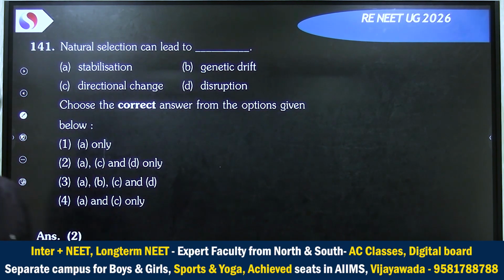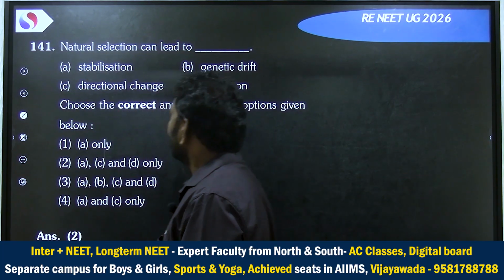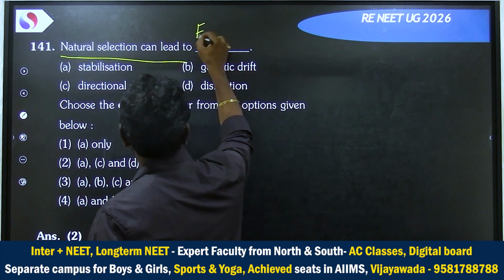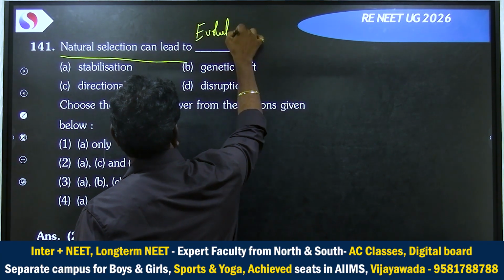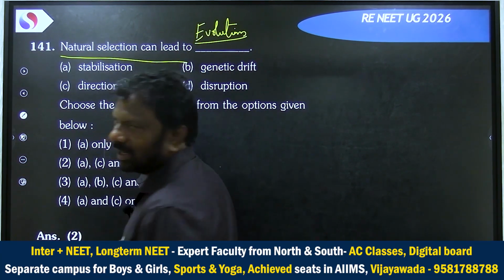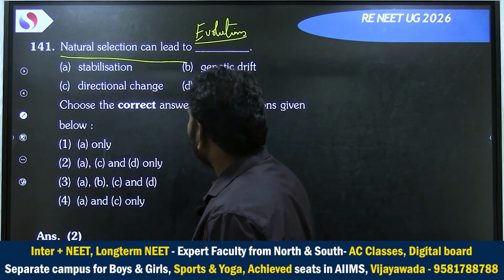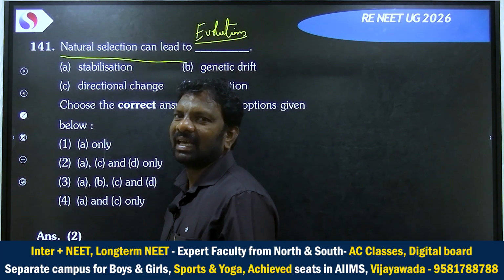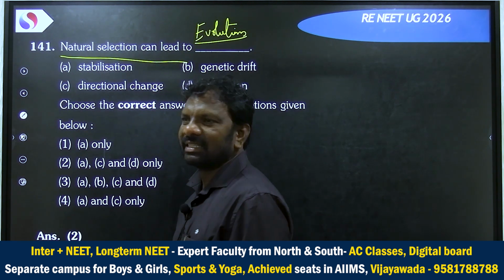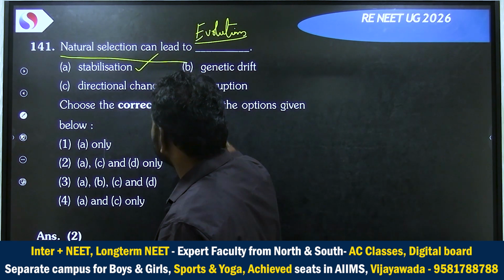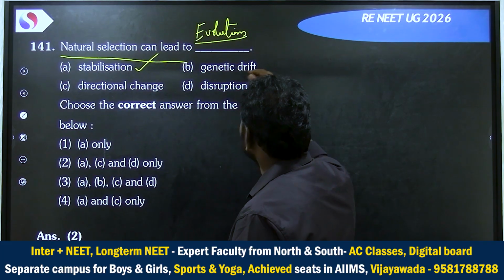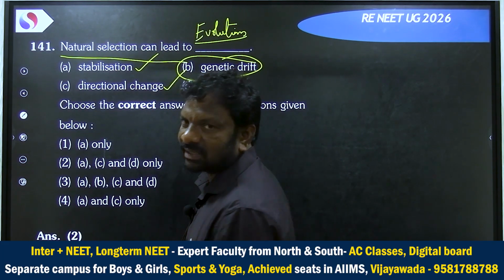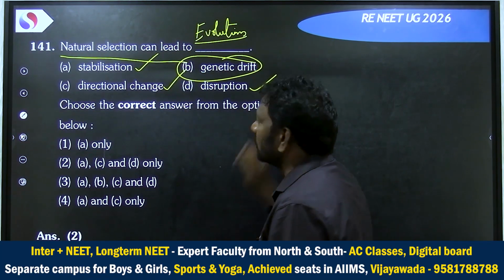Guys, question 141. Natural selection can lead to the... I think this is an evolution question. It comes from the chapter evolution. In natural selection, three types of diagrams are given. One is stabilizing selection. Second, they gave the option genetic drift, leave that one. Then directional selection. Third is disruptive selection.